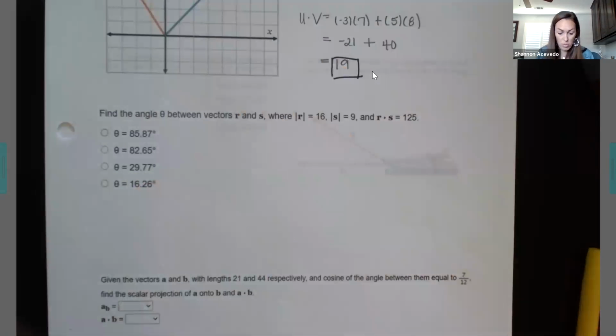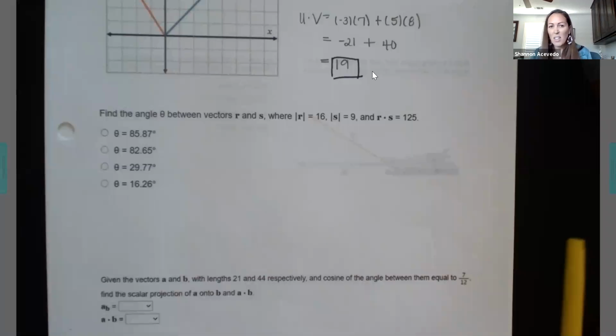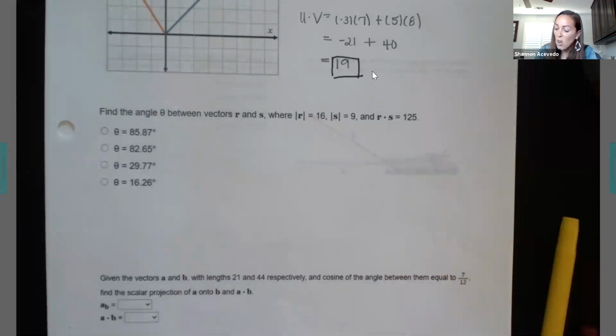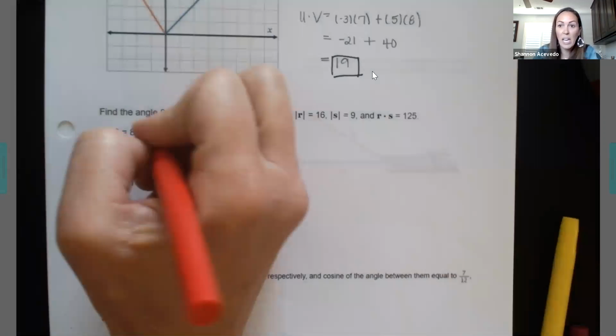Okay. Oh, here we go. Oh, they already gave us a dot product. We didn't even have to solve this out. This one's going to be easy peasy. It says find the angle. So we're looking for theta.